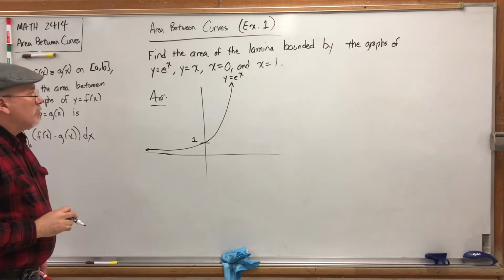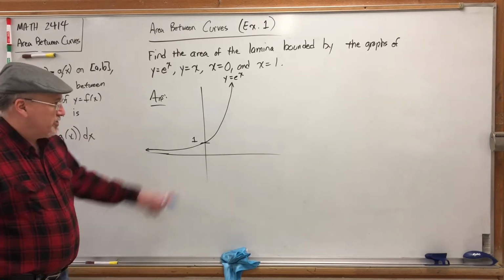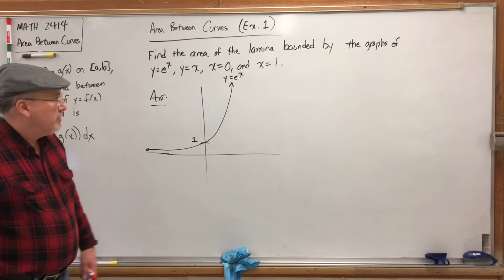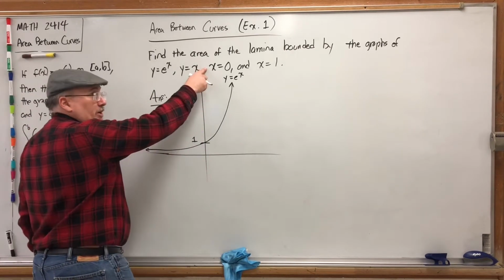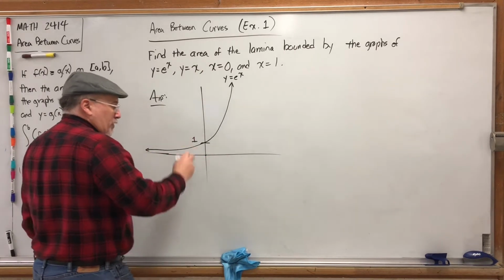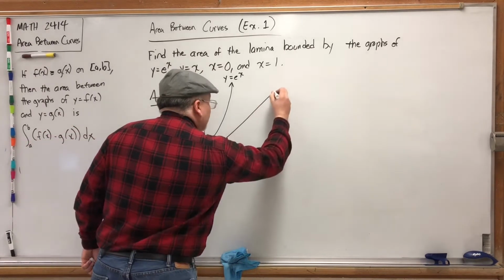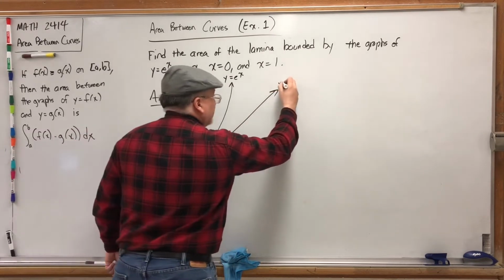The graph of y equals x is what I call the perfect diagonal line. It goes through the origin and bisects quadrants 1 and 3 at a 45-degree angle. Or it's a line with slope 1 and y-intercept 0. So it goes through the origin, and a slope of 1 is a perfect diagonal. So it looks like that. So here's y equals x.